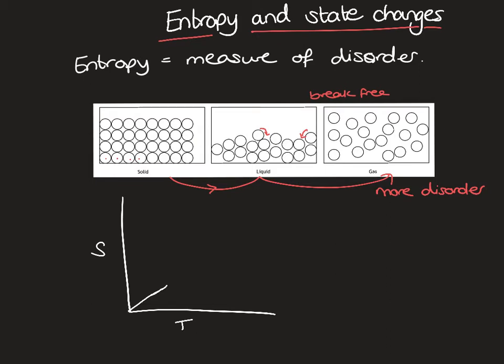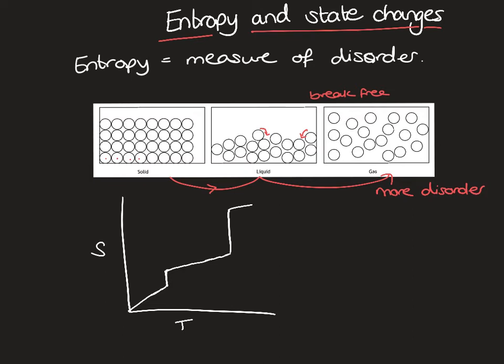I'm heating up my solid and the disorder is increasing as we get more and more vibration. And then we're going to hit the melting point, at which point we'll get a fairly straight up line. So we'll get a big increase in disorder here. Now we've gone from a solid to a liquid. We're going to increase the temperature of our liquid, so again we're going to get more vibration and more movement, and they're going to be rolling over each other more. And then we're going to hit the boiling point.